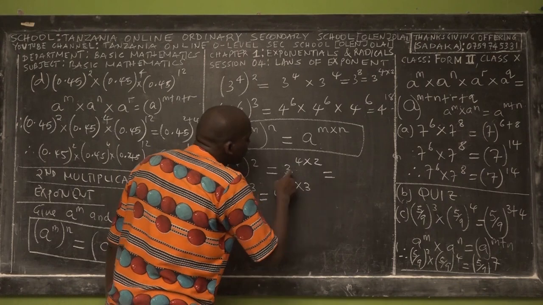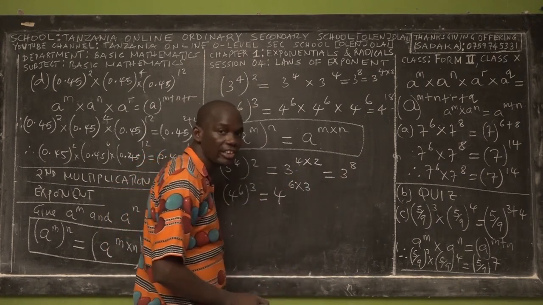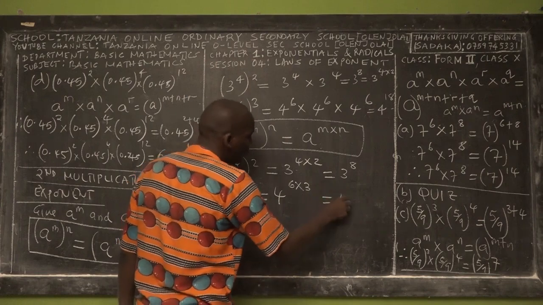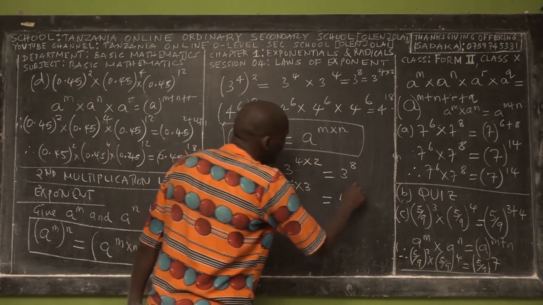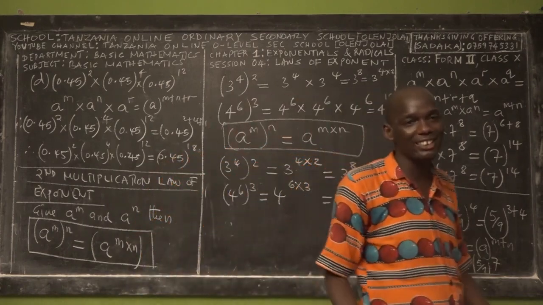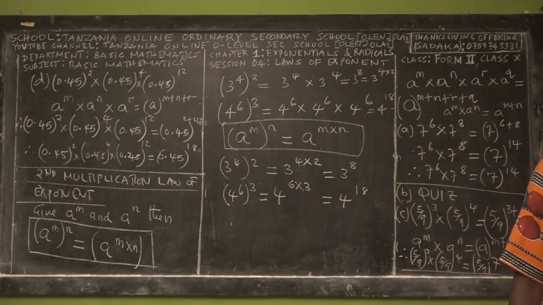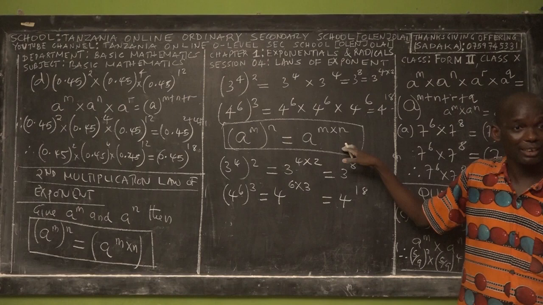Remember that this 3 power 4 times 2 is equal to 3 power 8. And here we have base 4. 6 times 3? 18. So you have 4 power 18. So whatever law you are going to apply, you will get the same answer. Are we together? But you find that this one simplifies life, right?